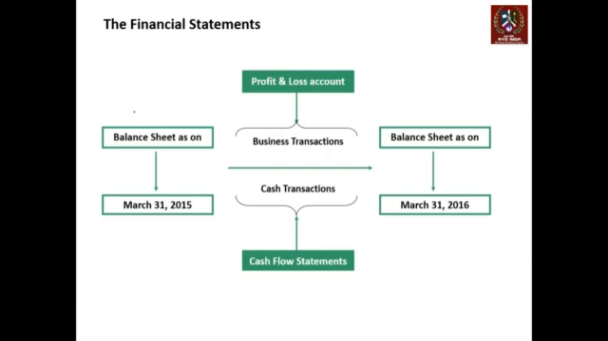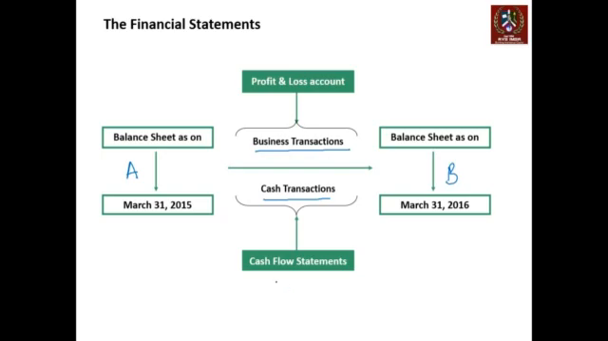So balance sheet is as on a date, balance sheet on another date. This is point A, this is point B. In going from A to B, business transactions that the company has done are recorded in the P&L statement. Cash transactions that the company has done are recorded in the cash flow statement, right?